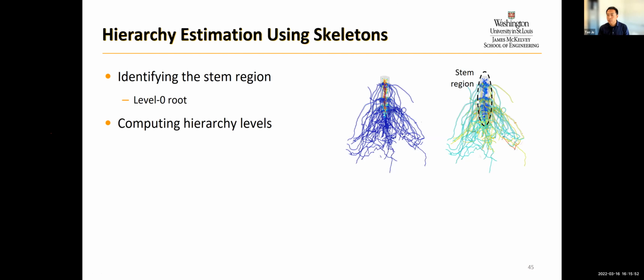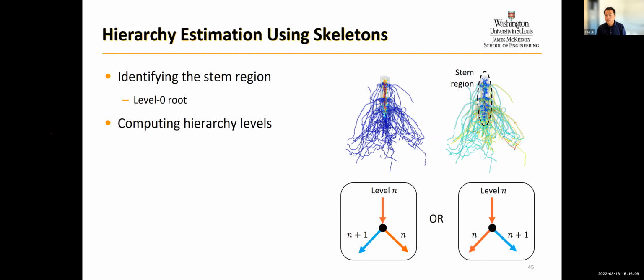Now, the more interesting question is, how do you identify the hierarchy of the remaining roots? We treat the stem as level 0 roots, because that's where the other roots are stemming out from. The problem of computing the hierarchy boils down to the following question at every junction of the skeleton. I'm going to assume that at this point, the skeleton is already simply connected without any cycles, so it's a tree, basically. We're going to treat the stem region as level 0, and by that, we can compute a direction on every edge of the skeleton coming from the stem. So it's becoming a directed tree.